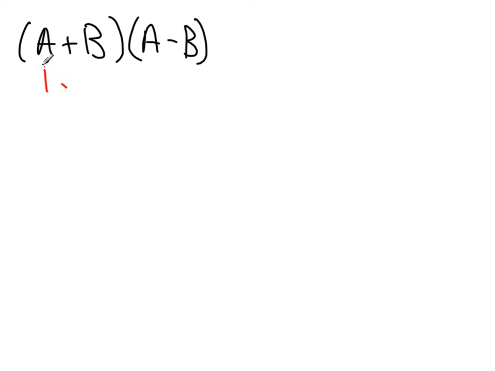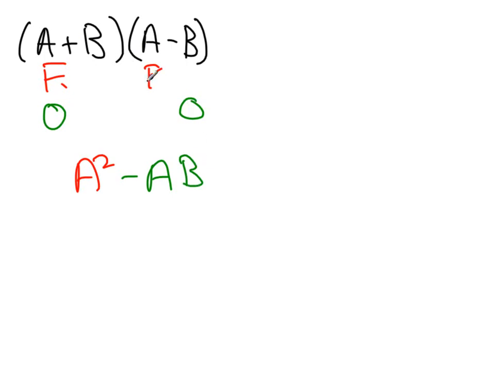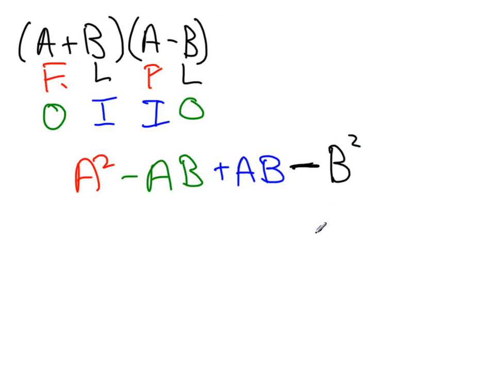So we'll do first times the first. A times a is a squared. We'll do our outers. We have a times negative b, which is negative ab. We'll do our inners, which is positive b, times positive a, which is positive ab, right? BA, AB, same thing. And then finally our last, b times negative b. Well, a positive times a negative is a negative. B times b, same base, add the exponents.